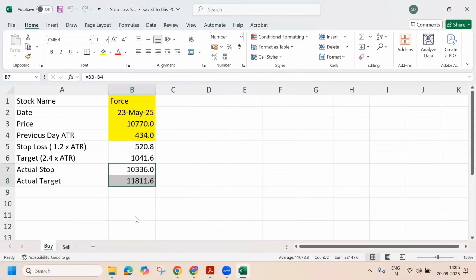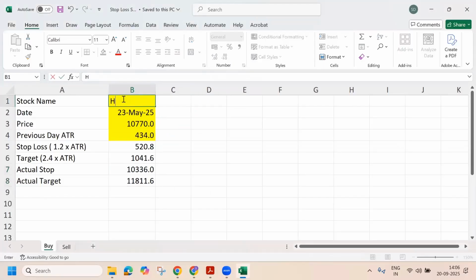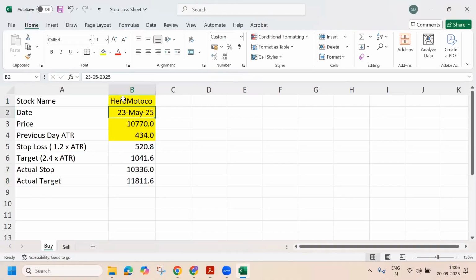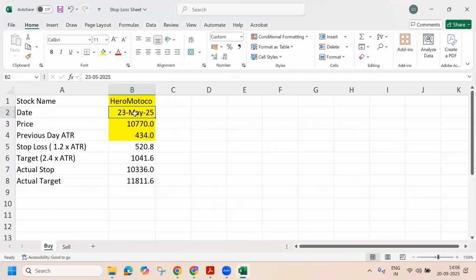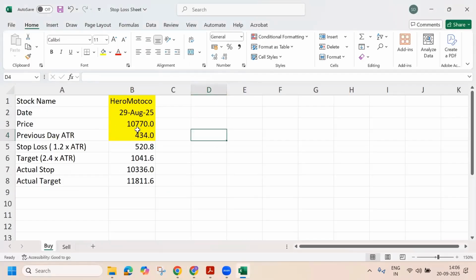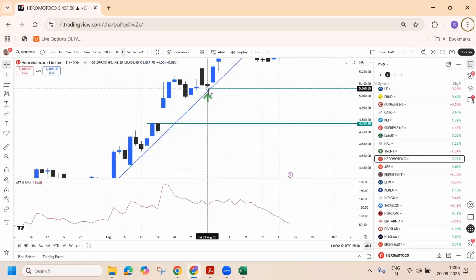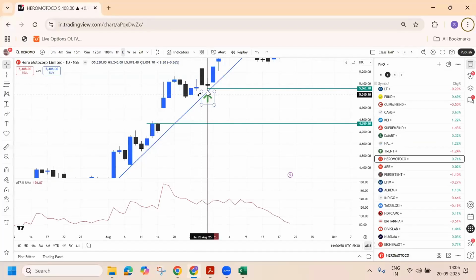So for example, if I need to buy this stock, what is the stock name? Hero MotoCorp. Everything you have to enter manually. What is the date? The date is 29 August 2025. This is Hero MotoCorp. We are buying here. Previous candle ATR. At what price are we entering? Suppose we are entering at this price, which is 5060. What is the previous candle ATR?